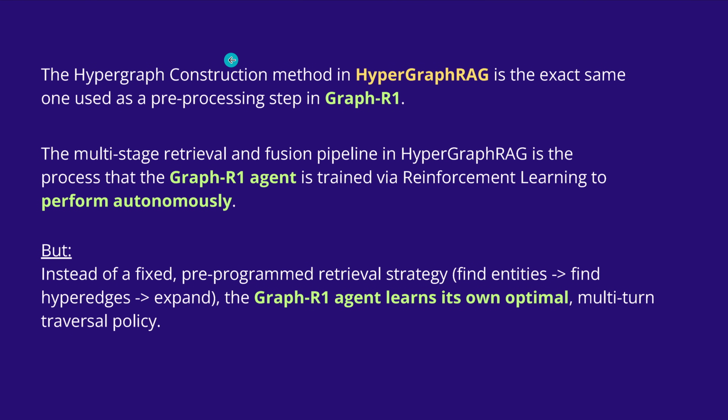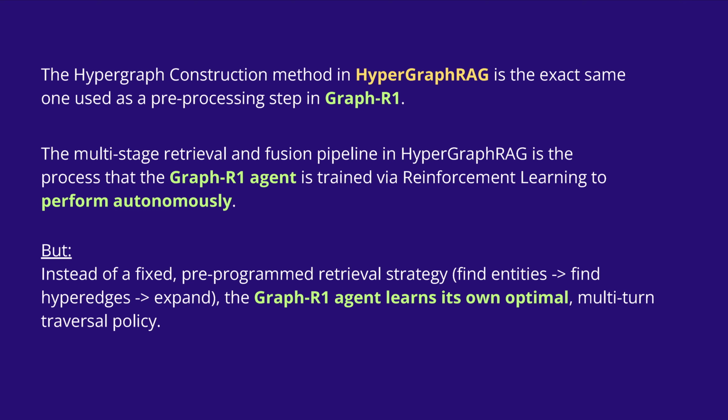So therefore, the hypergraph construction method in the HyperGraphRAG system is exactly the one we used in the pre-processing here of Graph-R1, nothing different. The multi-stage retrieval and diffusion pipeline in HyperGraphRAG is exactly the process that we need for the Graph-R1 agent. And we just use here the classical reinforcement learning with GRPO. I showed you already here the objective function to learn the system and let it perform autonomously its optimization process.